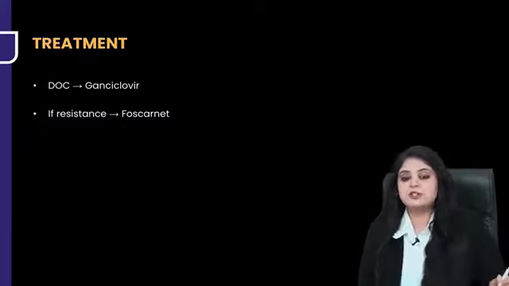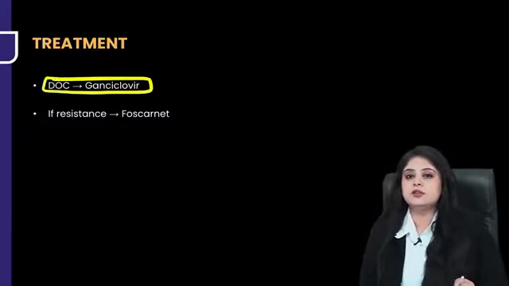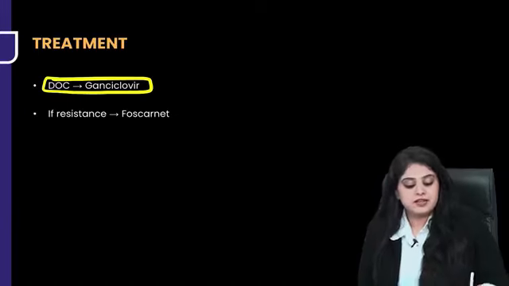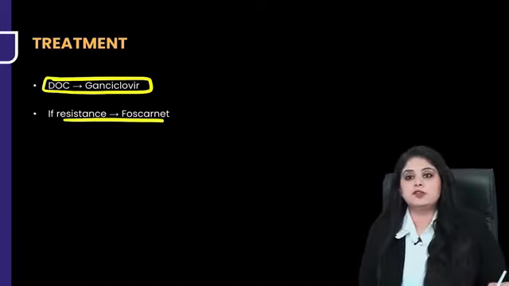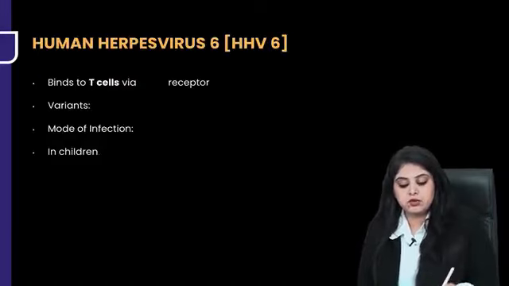Yes, coming finally to the treatment aspect, the drug of choice is going to be ganciclovir, the acyclovir ganciclovir series. And if there is resistance, we go in for foscarnet. So this was about cytomegalovirus, which is human herpes virus 5, and that makes us now go on to human herpes virus 6.